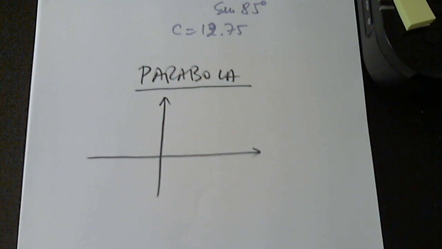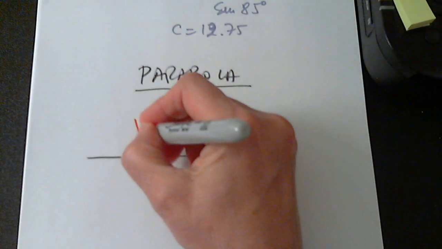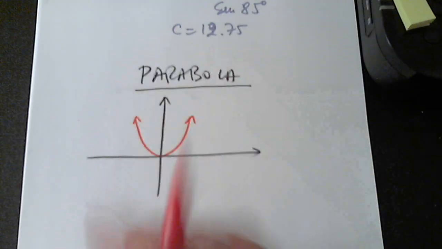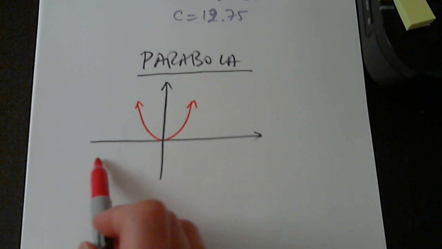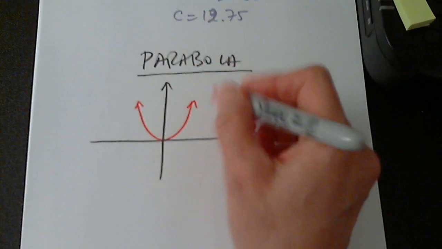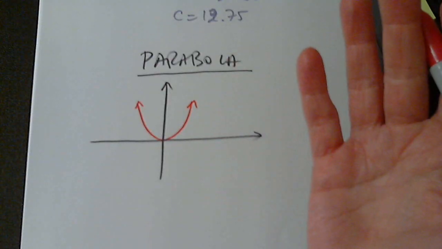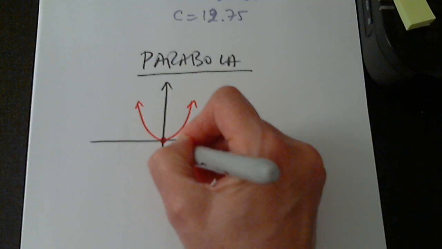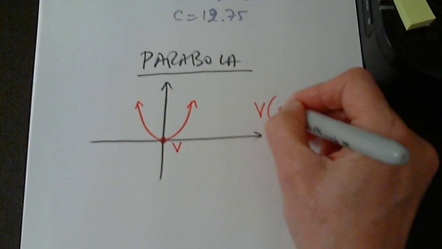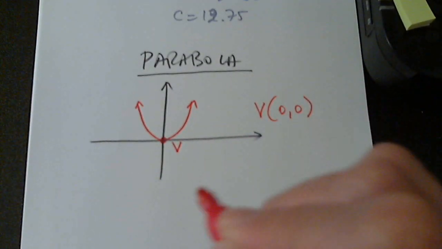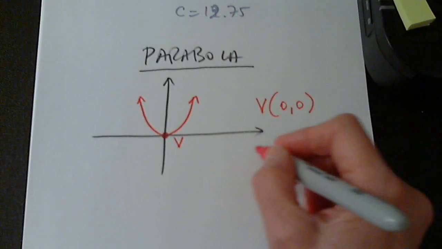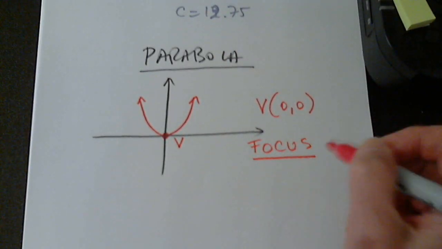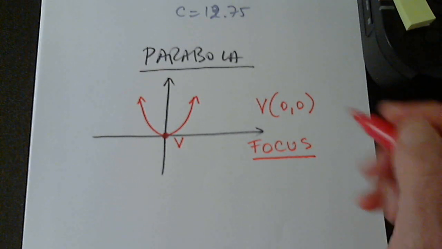So here is a parabola centered at the origin. And as I mentioned, we're looking at different aspects. This is still the vertex. So the vertex has not changed. But also the parabola has a focus. We've never discussed the focus of a parabola.